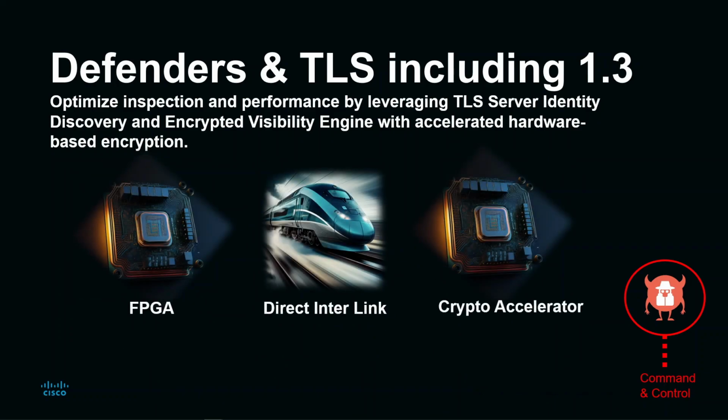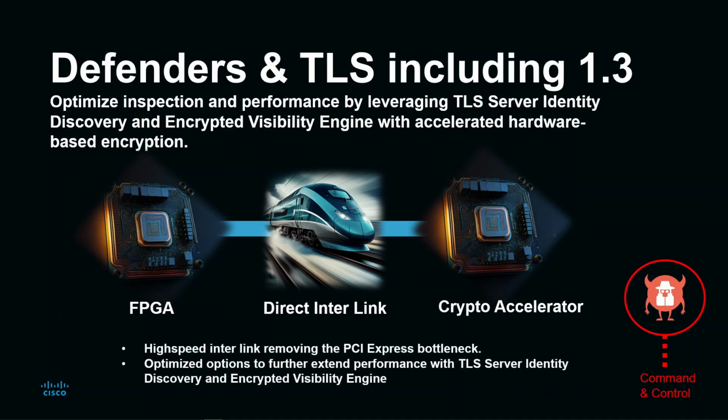So let's fast forward into today's world. Well, you can use an FPGA, you've got direct interlink and a crypto accelerator, and now you've removed that bottleneck. You're doing high-speed interlink connections between those accelerating capabilities and removing the bottleneck of PCI Express. It's further optimized though, because if you have the ability to do TLS Server Identity Discovery and Encrypted Visibility Engine, we've now further streamlined our ability to perform at much greater levels than existing next generation firewall platforms.